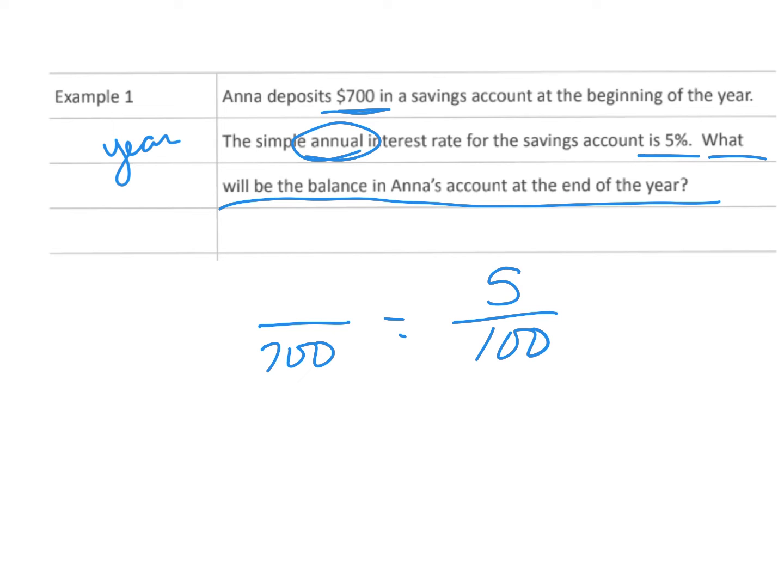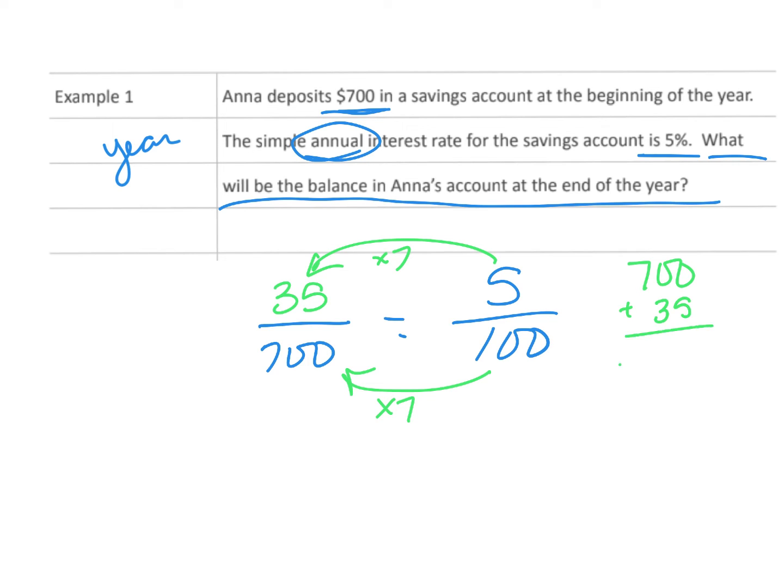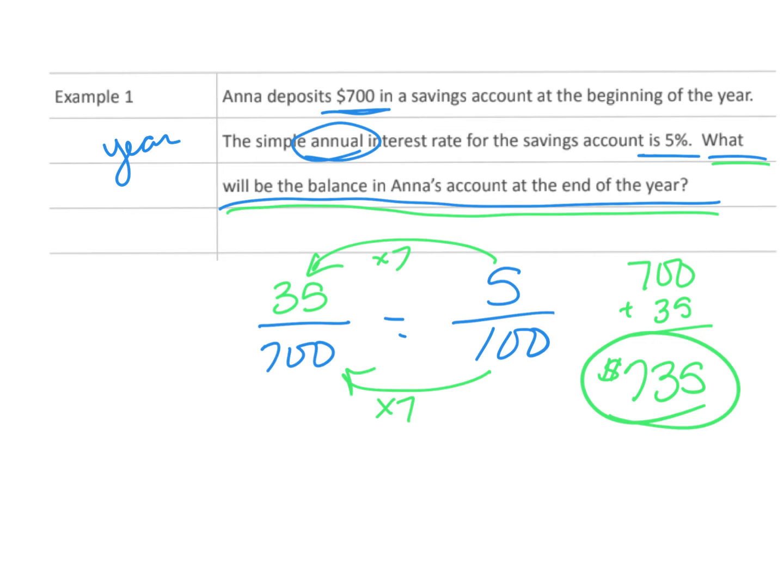Well, let's figure out how much interest she earns first. I'm going the easy way. 100 to 700 is multiplied by 7. So 5 times 7 is 35. Now, she's not just going to have that $35. She has the 700 that she started with plus the $35 in interest for a grand total of $735. Again, as usual, you're going to have to pay attention to what is being asked.